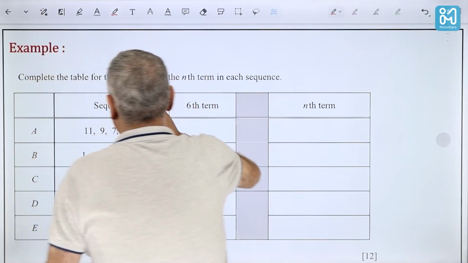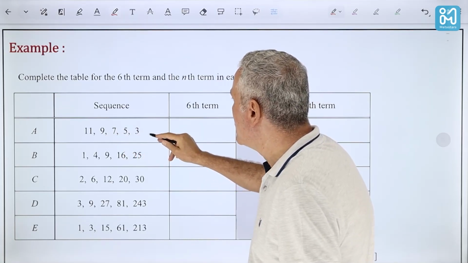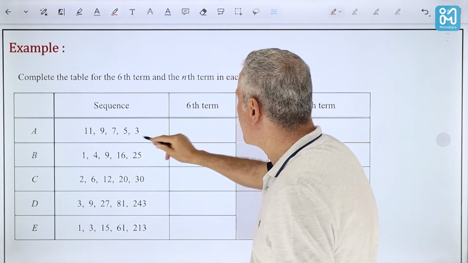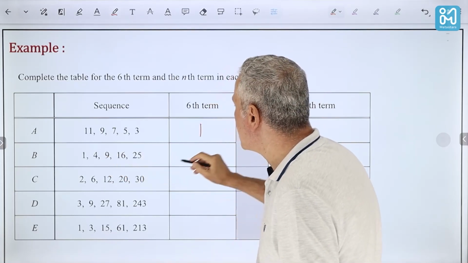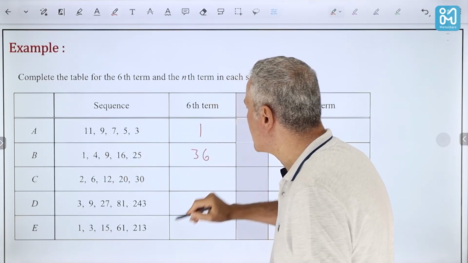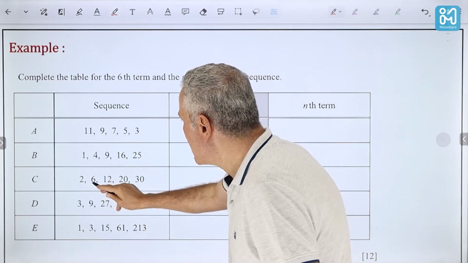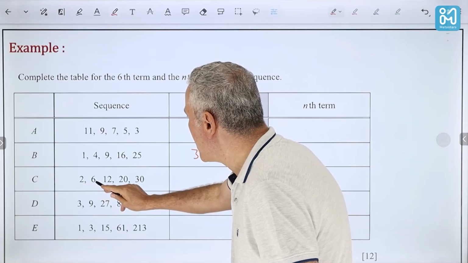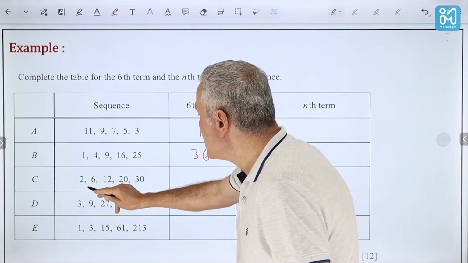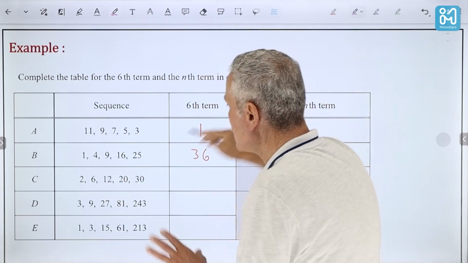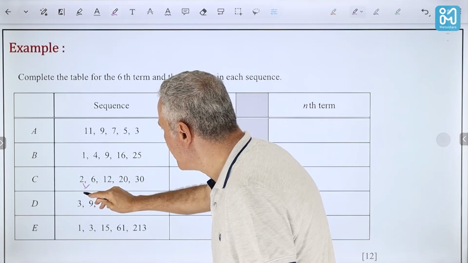So let's find out. This is 11, then 9, then 7, so minus 2 each time. The 6th term, minus 2, is 1. Easy to find. 1, 4, 9, 16. I hope you're familiar with this now. Square numbers. 2, 6, 12. 2 times 3, it's not working. Plus 4, it's not working. We probably have a quadratic. You should check now, because it's not arithmetic and it's not geometric. So this must be 4 right here.